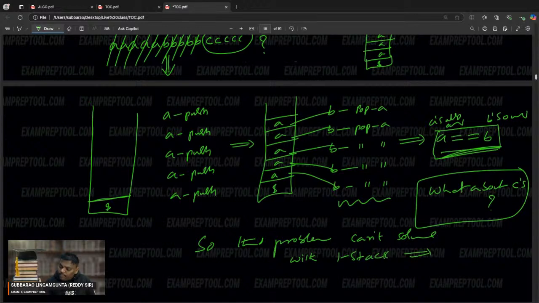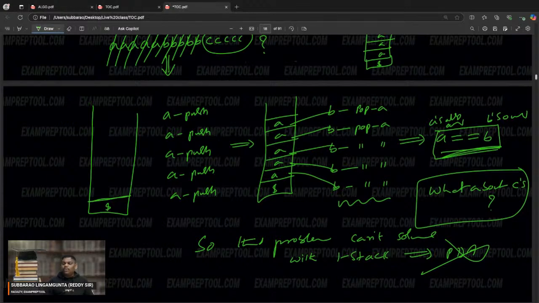That means PDA is not possible. If anyone is having a dare, if you think it is possible, you can try with one stack. This problem cannot be done with one stack. If you think you can do it, please let me know. You do whatever way you want. But remember, we have one stack.